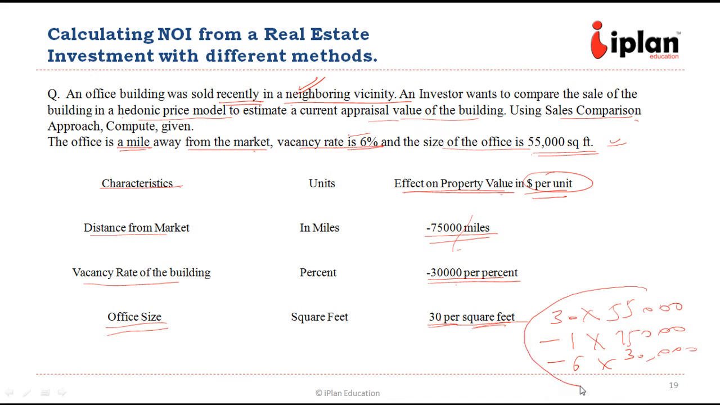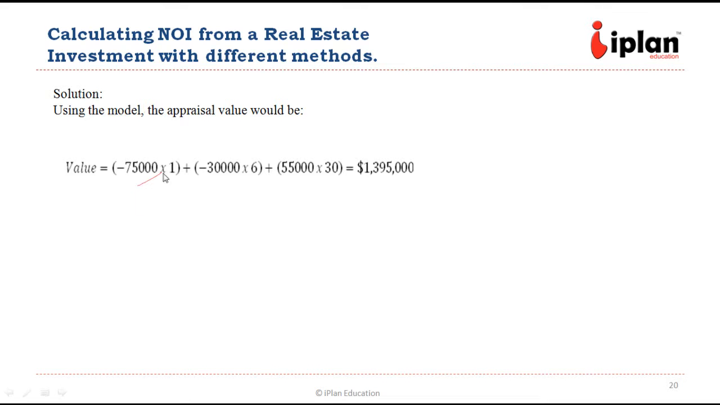So this is how we get the value of the property. 75,000 into 1, this is due to distance. 30,000 into 6, this is due to vacancy. And 55,000 into 30, this was the cost, $30 per square foot, and it was 55,000 square feet. The cumulative effect is 1,395,000. So the total is about $1.395 million. This is the value of the property.